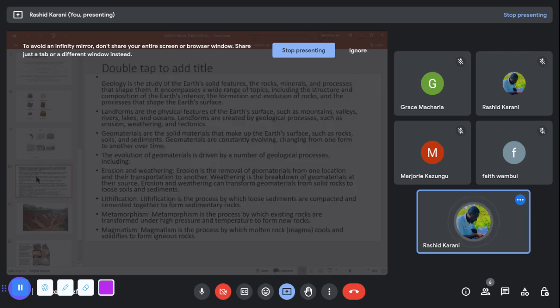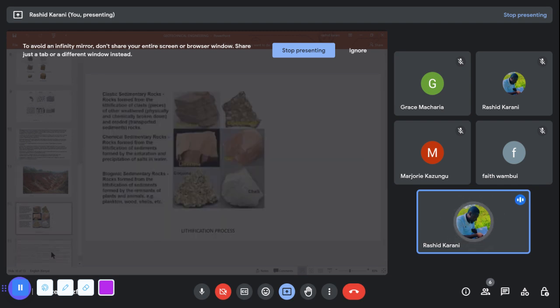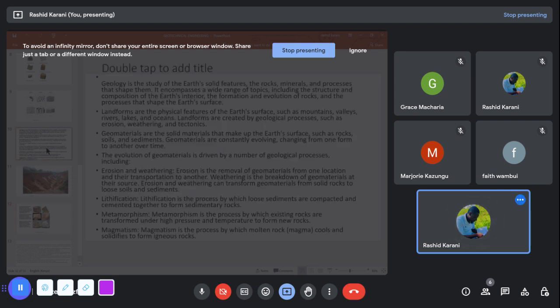We have lithification, which is the process by which loose sediments are compacted and cemented together to form sedimentary rocks. And you can see the clastic sedimentary rocks, the chemical sedimentary rocks, and biogenic sedimentary rocks. Finally, we have metamorphism, which is the process by which existing rocks are transformed under high pressure and temperature to form new rocks.